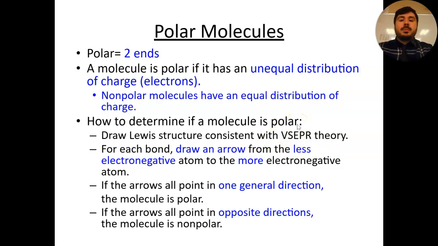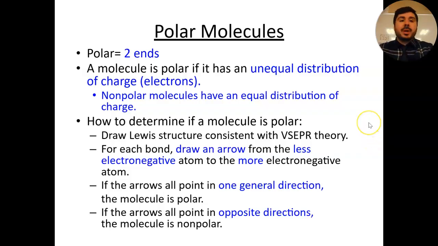If we're talking about bonds and their polarity, what about polar molecules? What about the polarity of whole molecules? Bonds are specific to just two atoms and what's happening between them, whereas a polar molecule expands our look to the whole picture. A molecule is polar if it has an unequal distribution of the charge of its electrons. Nonpolar molecules have an equal distribution of charge.